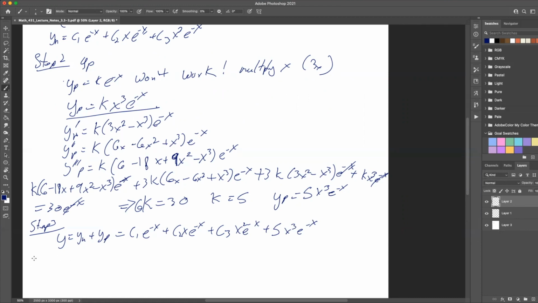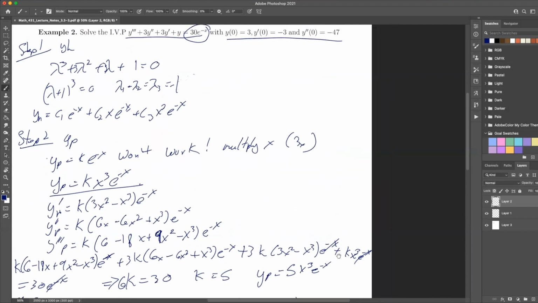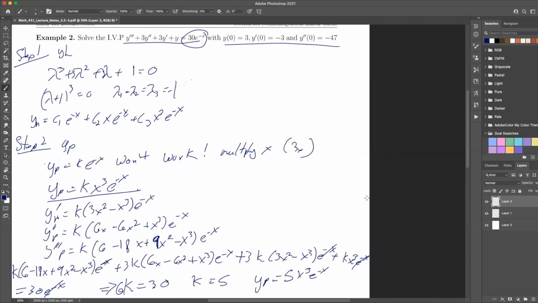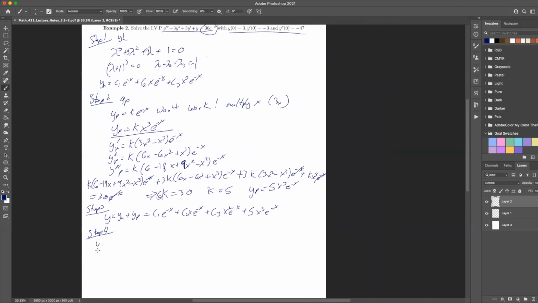All right. Are we done? No. Step 4. Have room to do this step? All right, so step 4, we're going to find out what C1, C2, and C3 are. And we're going to be using this up here. So y of 0 is equal to 3, which is equal to C1 plus 0 plus 0 plus 0. So this is just C1, correct? Everyone see how I got that?